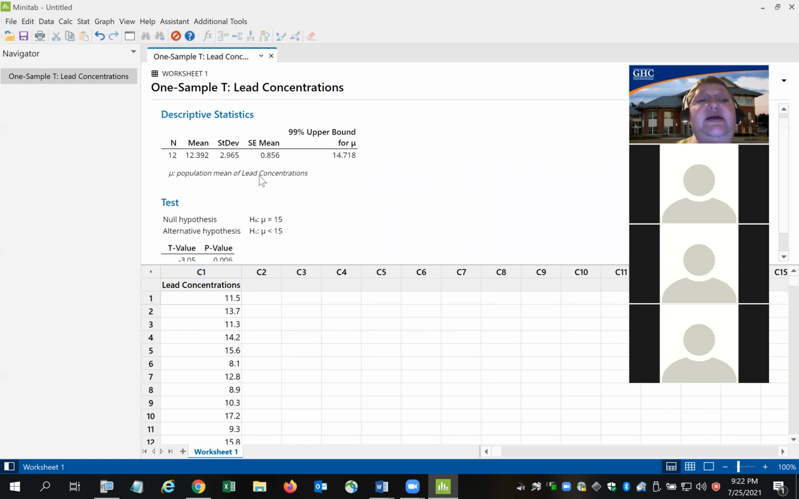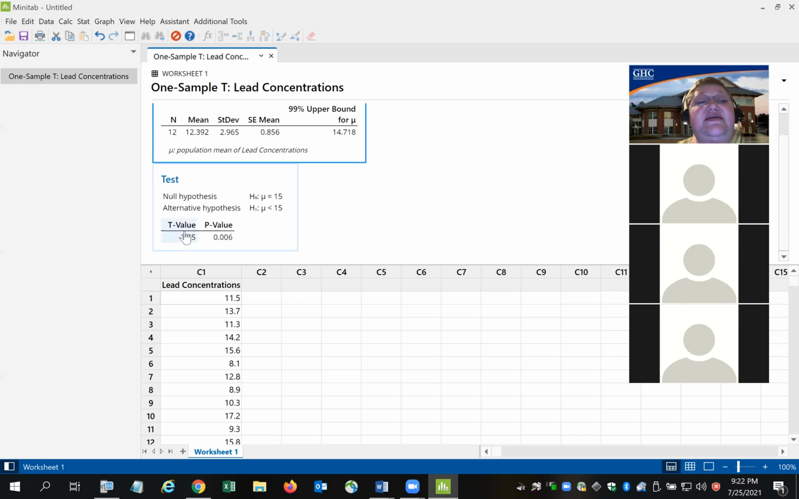Now, if you want it, look right here, the descriptive statistics. Here's the mean, here's the standard deviation. I don't necessarily need it anymore. What I do need is the T value, my T test statistic, and the P value. So T is negative 3.05 and P is 0.006.